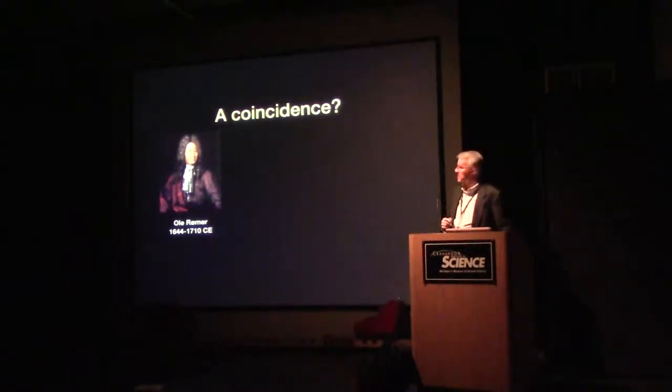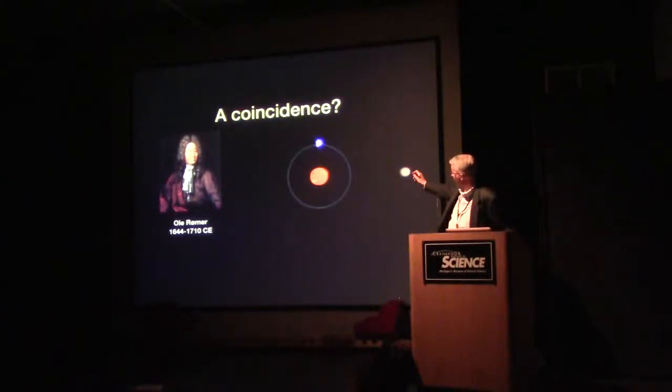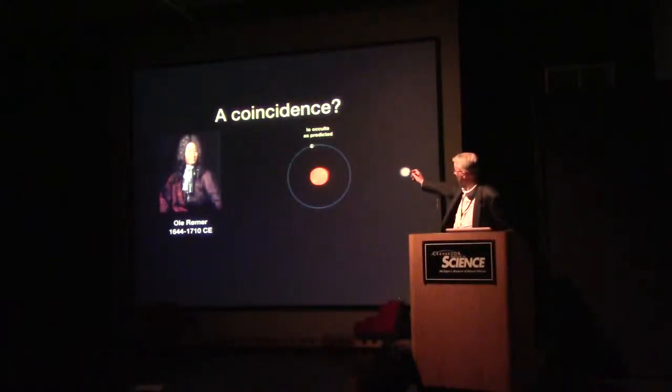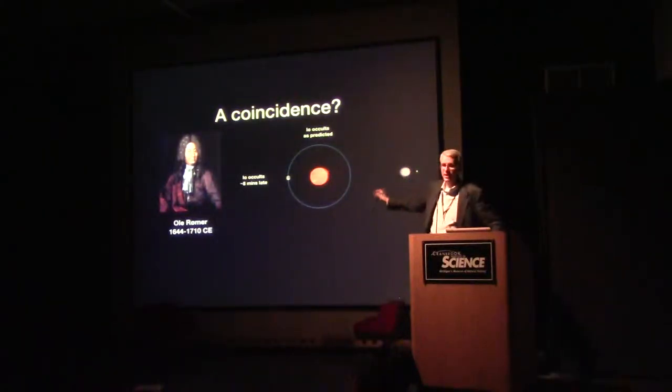Romer notices a coincidence. And here is the coincidence. I'll illustrate it for you. So I have a little picture of the sun. I put Jupiter over here. We'll add an Io. I'll put the Earth there, and Earth orbiting the Sun. And so when Earth is here, the occultations occur as expected, as predicted by the tables. But when Earth is over here, well, probably more like over here or over there, Io is late, perhaps 8 minutes.